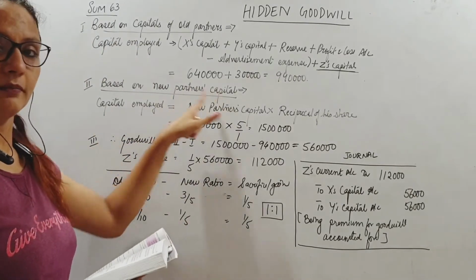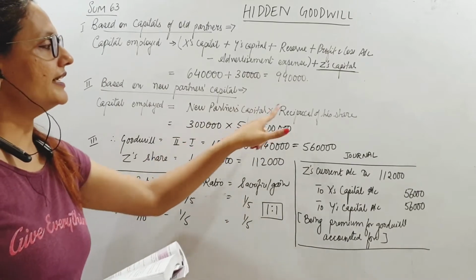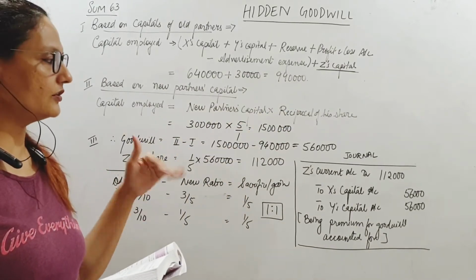Of course, we can find it out this way. Capital employed based on new partner's capital. New partner's capital, 3 lakhs, into the reciprocal of his share, 5/1. 1/5 share, so 5/1.